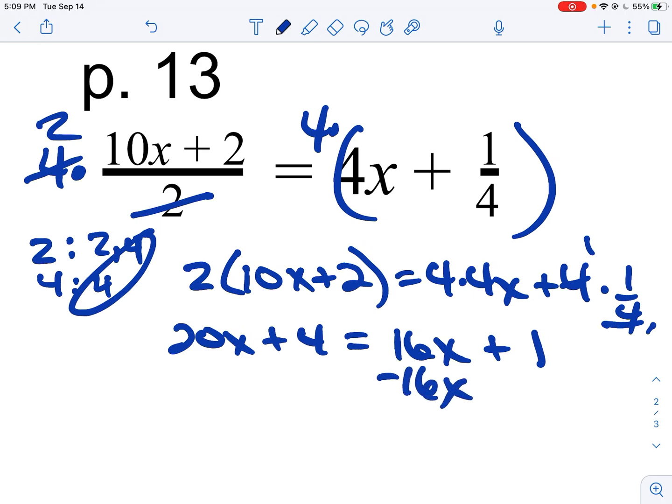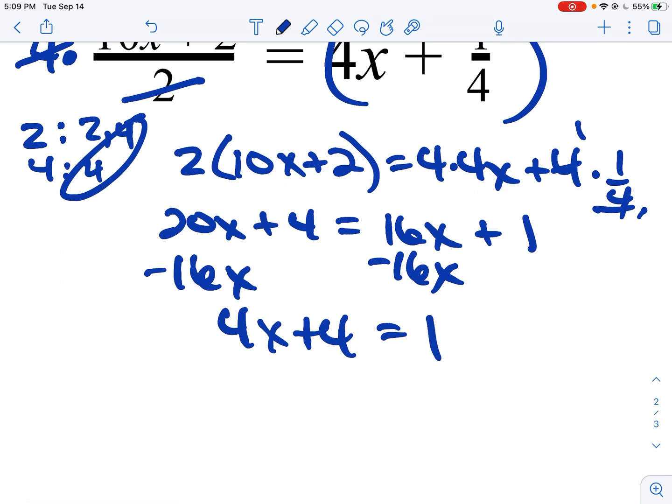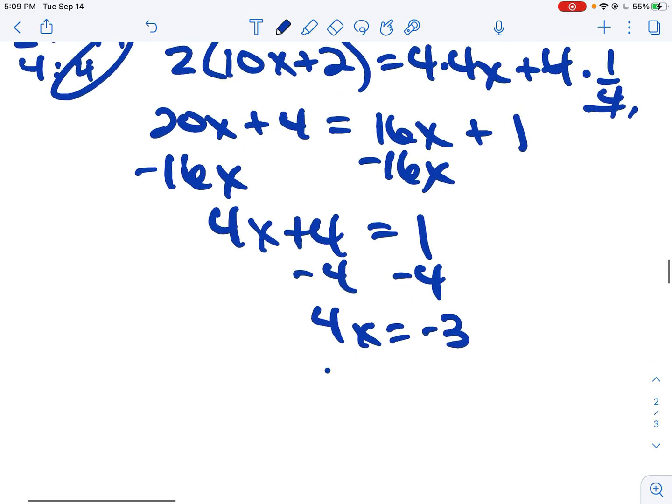Subtract 16x to the other side. I get 4x plus 4 equals 1. I subtract 4, get 4x equals negative 3. I divide by 4, and I get x equals negative 3/4.